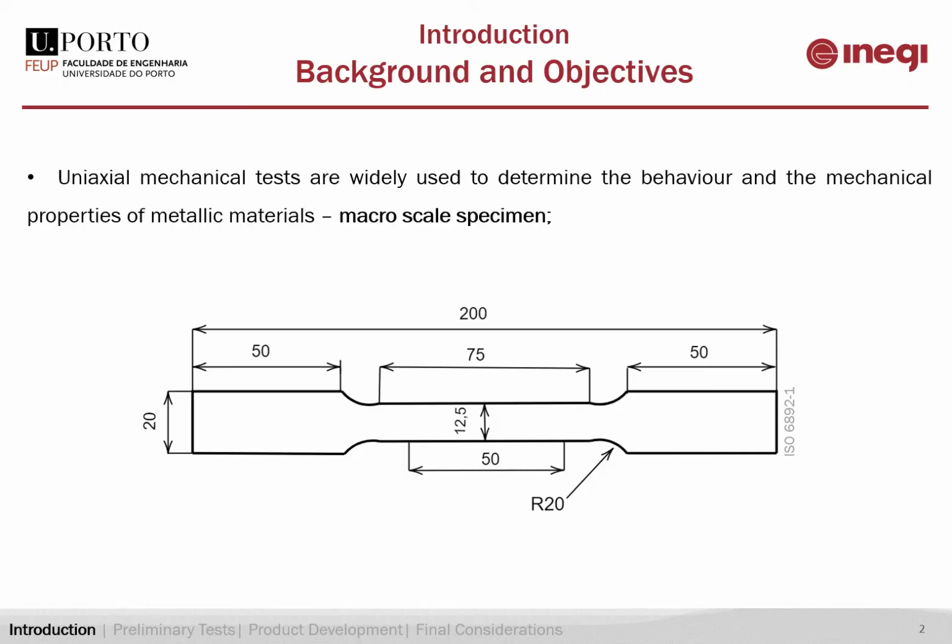Uniaxial mechanical tests, tensile and compression, are widely used to determine the behavior and the mechanical properties of metallic materials. These tests are universally used, so they are normalized by different institutions like ISO, ASTM, DIN, etc. The specimen geometry is perfectly defined by these institutions, and the sample can be considered a macro-scale specimen.